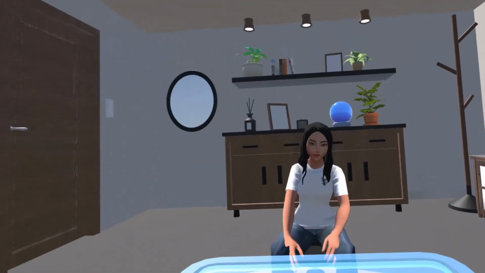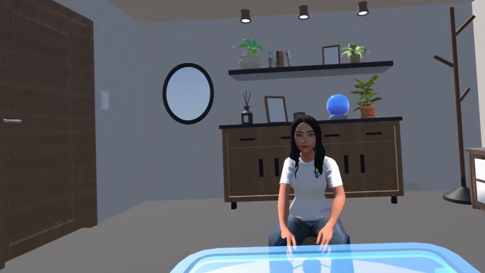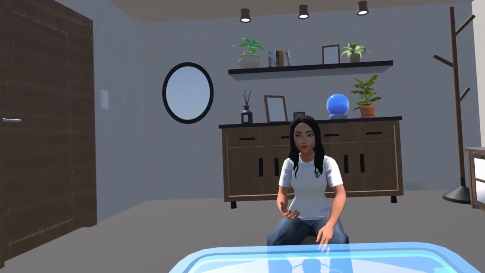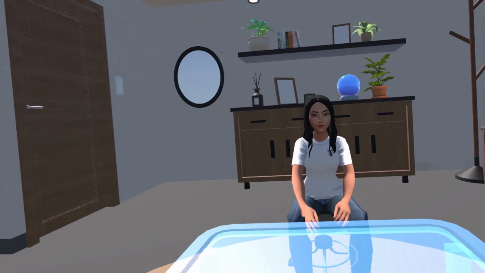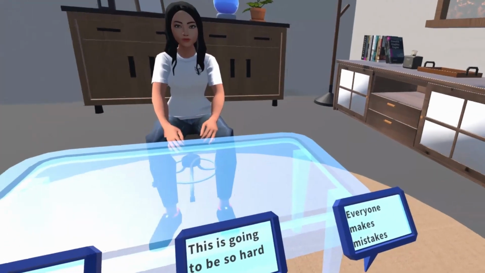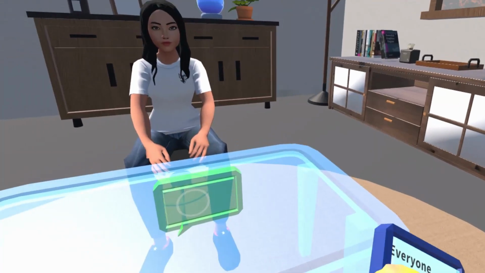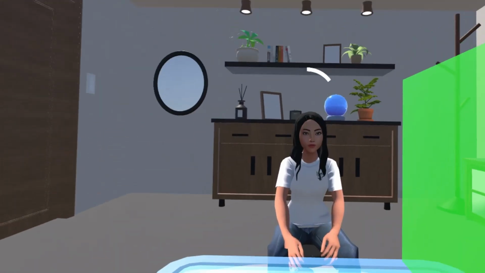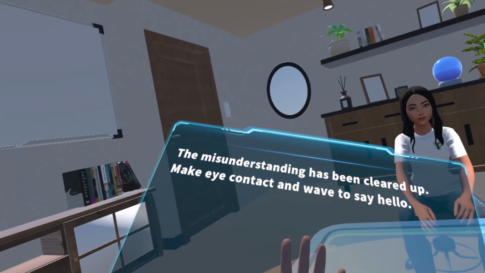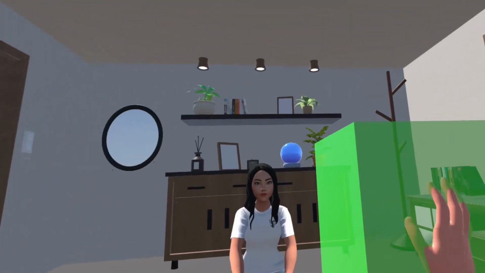I'll be careful from now on. I'm sorry. The other person admits a mistake. Choose a reassuring response and place it in the center of the table. Everyone makes mistakes. The misunderstanding has been cleared up. Make eye contact and wave to say hello.